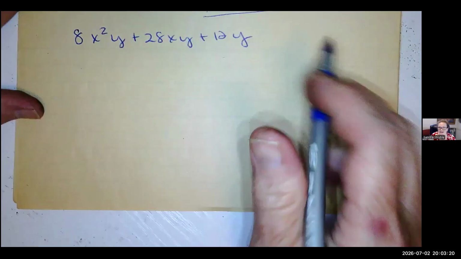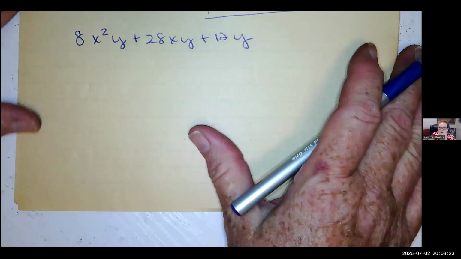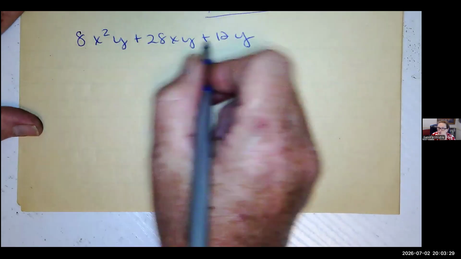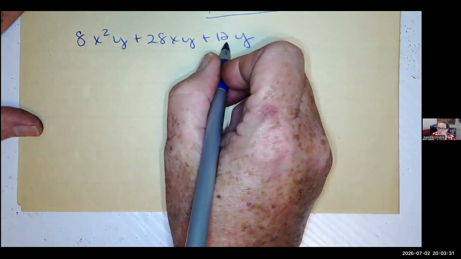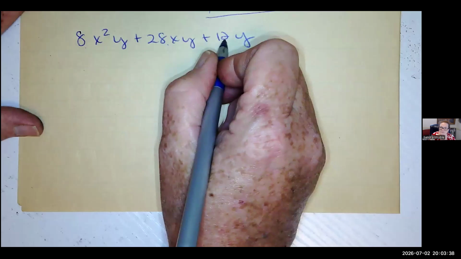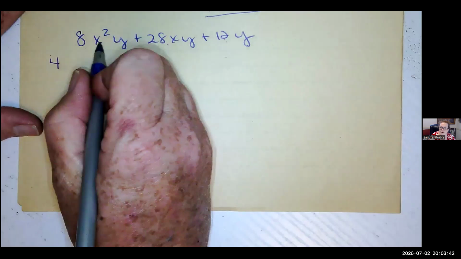Okay, the first thing you need to do anytime you're looking at factoring something is what do they have in common? So they all are divisible by 2. Will 4 go into all of them? 4 goes into 8, 4 goes into 28, 4 goes into 12, and 8 doesn't. So 4 is going to be factored out. But something else is as well. They all have a y. So I'm factoring out 4y.